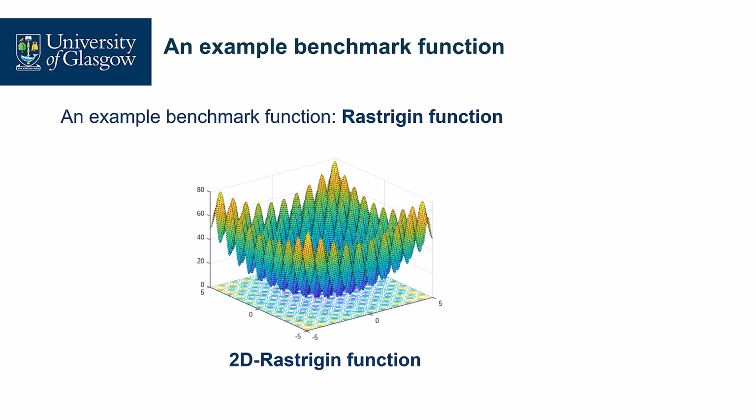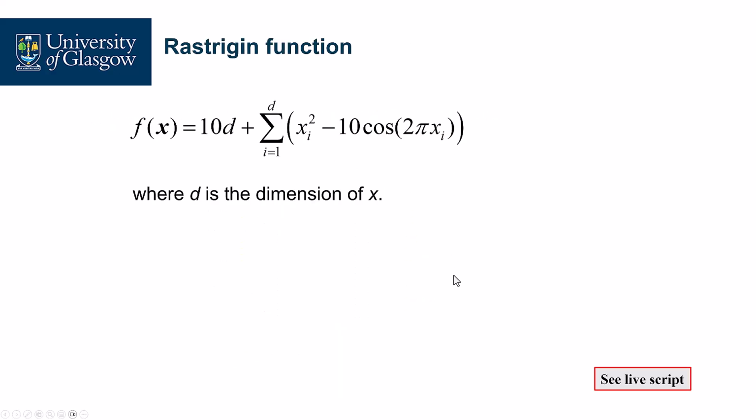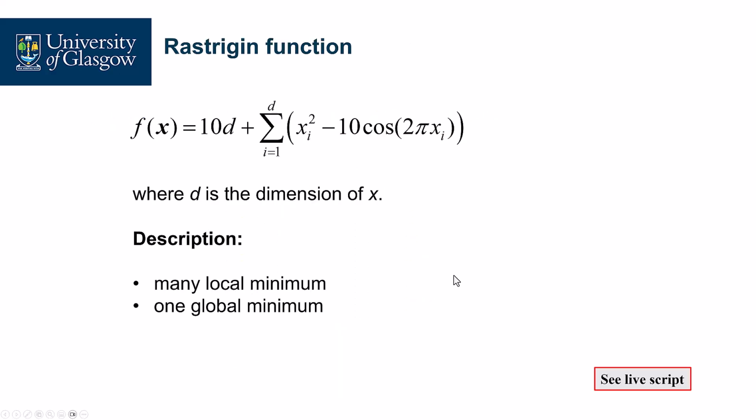In this session, we will use a benchmark function, the Rastrigin function. We have seen it before, right? Here is the formula. This function has many local minima, as I have shown in the previous figure, but there's only one global minimum. The global minimum is at all zeros, and the corresponding function value is 0 as well. You can see more details in the live script.